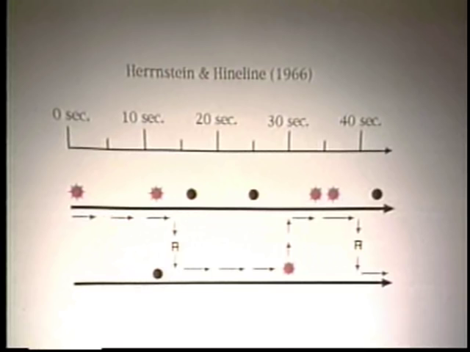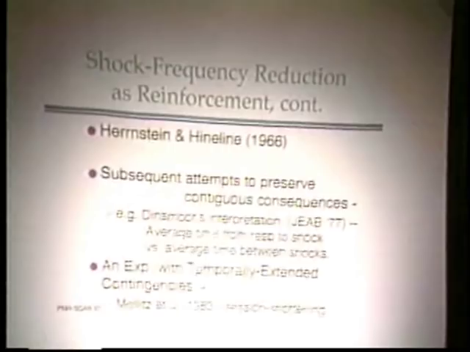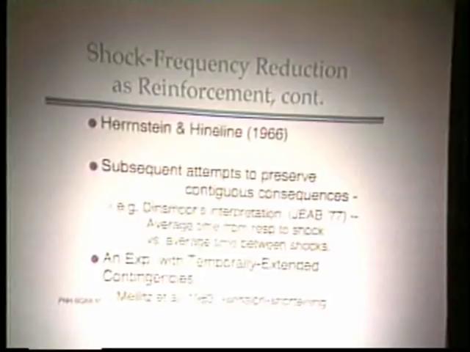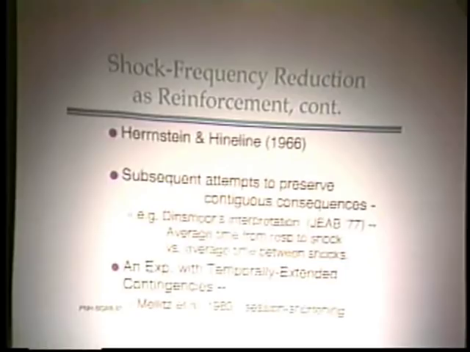Okay, let's go back. This just is the slide that introduced this sequence. So this is the one that I just described. There were several people who argued that you could still preserve this as contiguous consequences. Jim Dinsmore is probably the most prominent of those people. Since he's incapacitated with a broken leg right now, I'm a little ambivalent about using him as my opponent. But he argued that what's going on here is the average time from a response to a shock is shorter than the average time between shocks. And so that would mean that you have a shorter delay, and for him that's converting it to sort of an immediate consequence of the behavior.